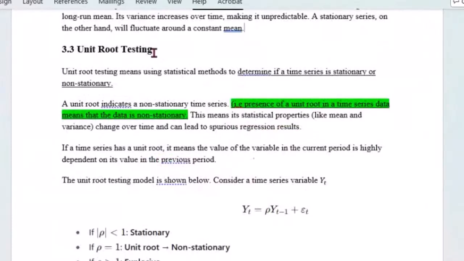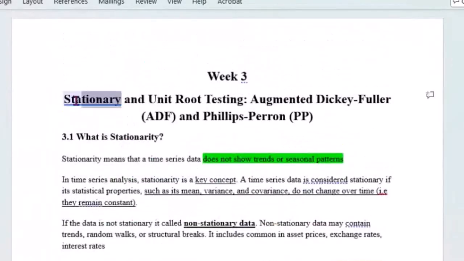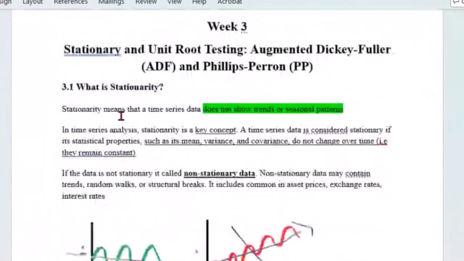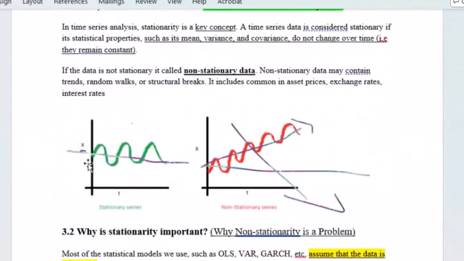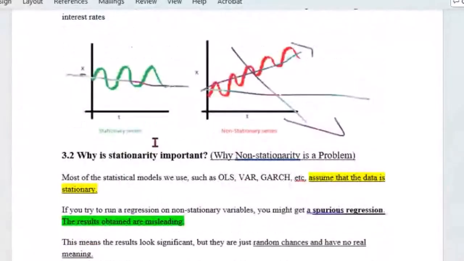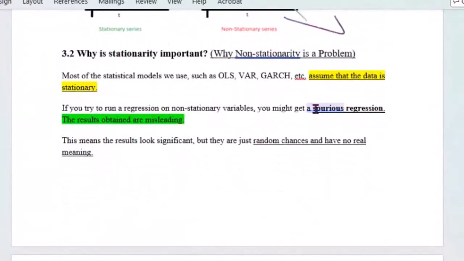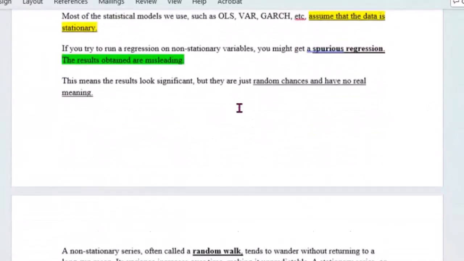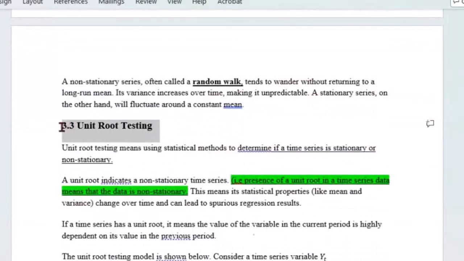So then we go to unit root testing. Now we have understood the first thing, stationarity, or stationary data. We are saying that this is data that does not have a trend. And if we test data that has a trend, or is not stationary, it brings about spurious regression, which is a problematic result. So now we go to unit root testing.